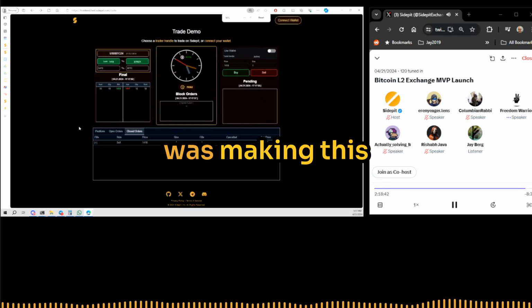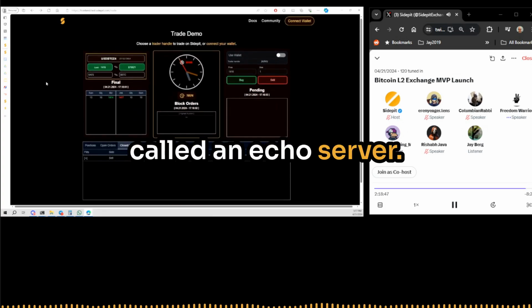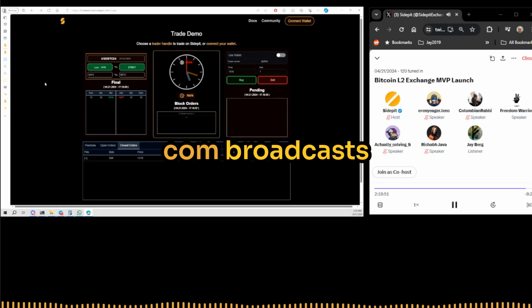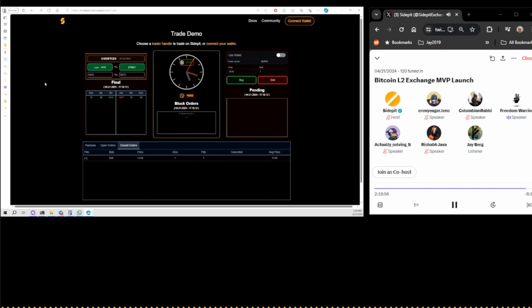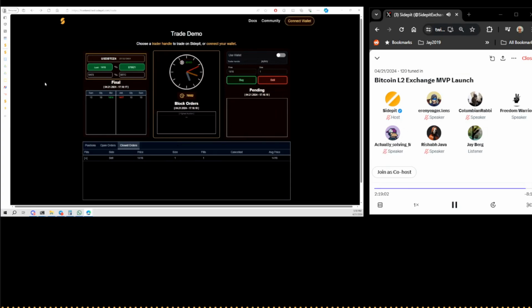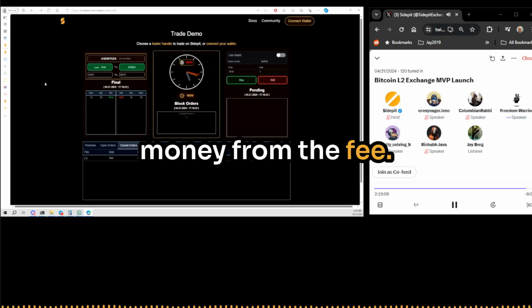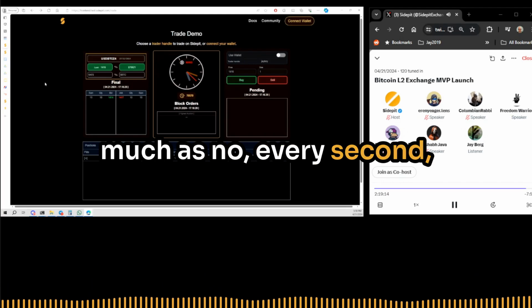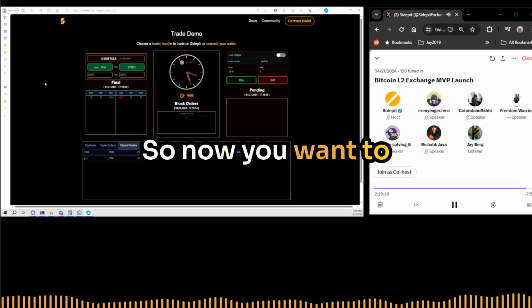So the first step was making this consensus mechanism. What we do is called an echo server. Everyone sends the orders to api.scipid.com, and scipid.com broadcasts it to the world, and it's all deterministic from there. It's all deterministic because of the auction process. And so you make money, we make money, SciPid makes money every second, whoever the auction price. That's really it.